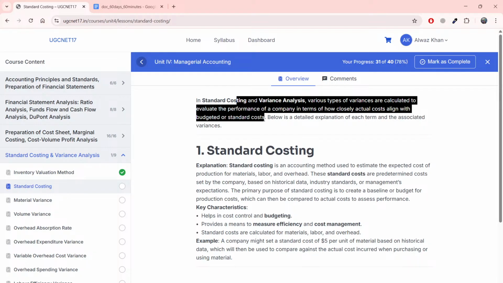Standard costing is an accounting method used to estimate the expected cost of production for materials, labor, and overhead. These standard costs are predetermined costs set by the company based on historical data, industry standards, or management's expectations. The primary purpose of standard costing is to create a baseline or budget for production cost, which can then be compared to actual cost to assess performance.